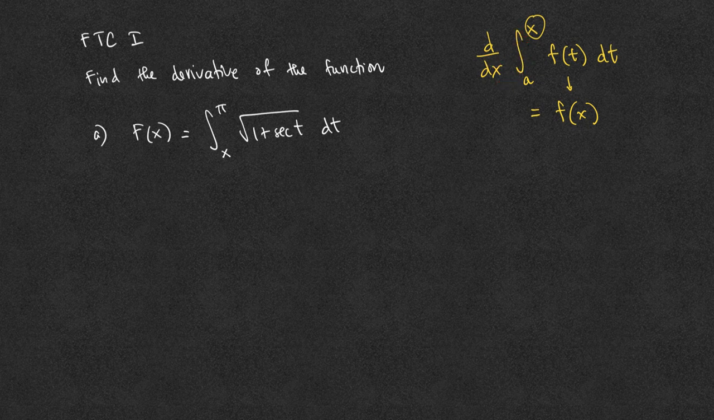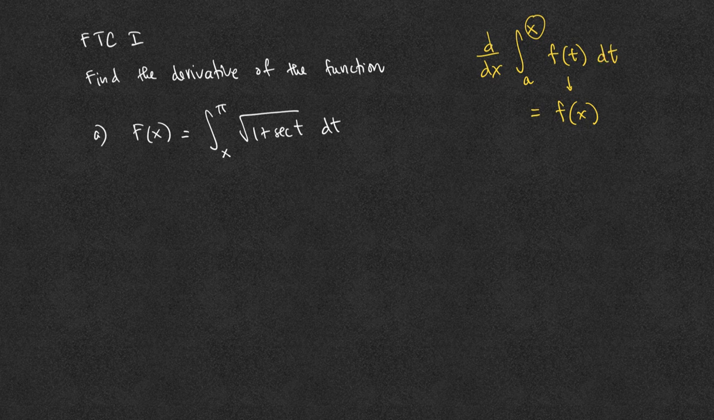We simply plug in the upper limit into the input of the integrand. The f of a, or a, simply disappears. But only if the integral is exactly in this form, where the lower limit of integration is a constant. It can be any number. The upper limit of integration has to be a single variable x, and this x is what we call the variable of differentiation, d dx.